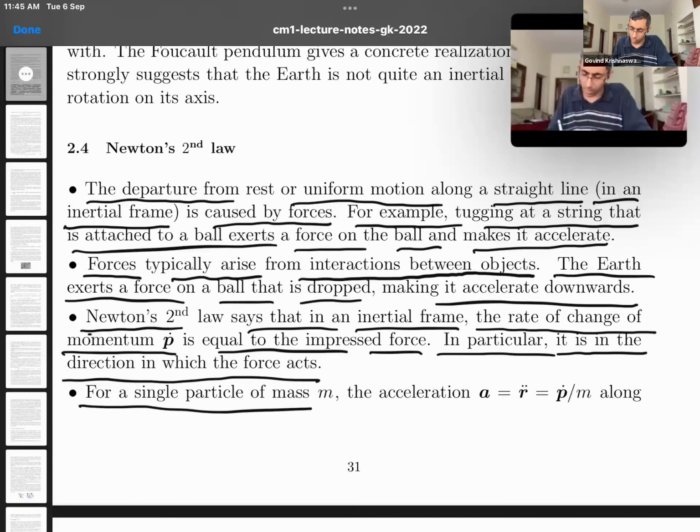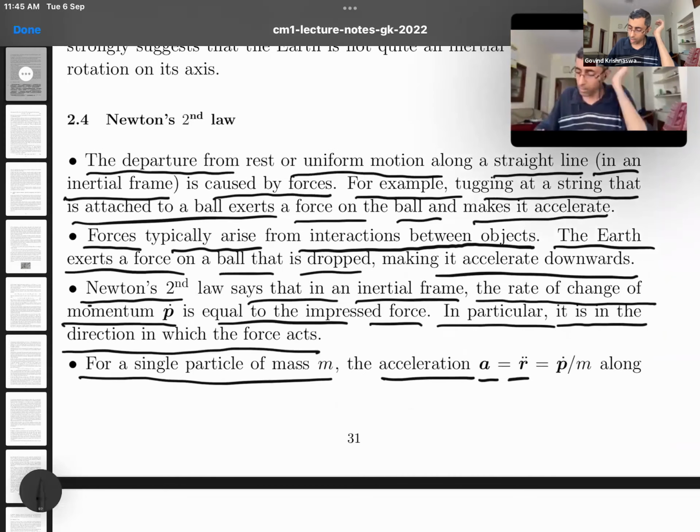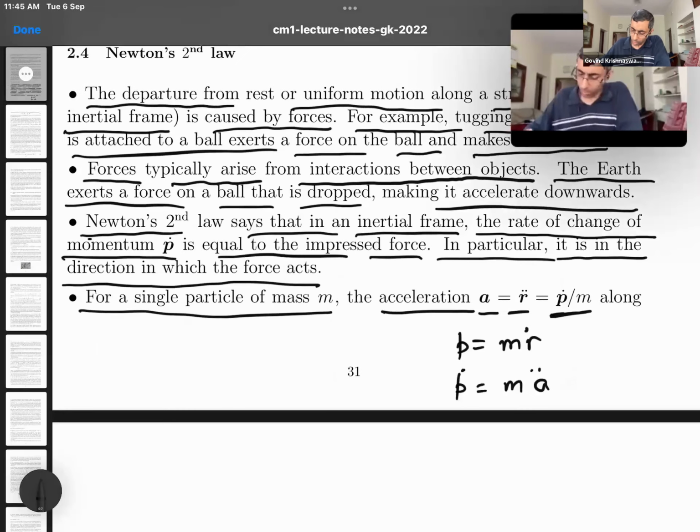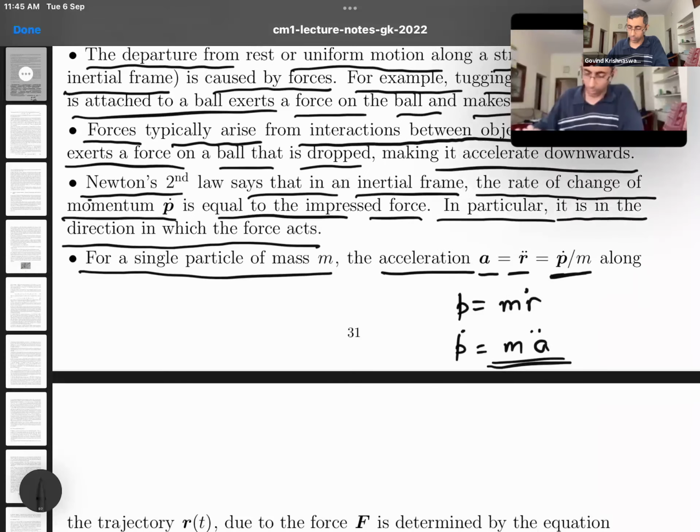For a single particle of mass m, let us take that specific case. The acceleration vector a is given by the second derivative of the position vector, or in other words, equal to p dot upon m. Because p was itself mass times velocity, p dot is mass times acceleration. So when I say the rate of change of momentum, I simply mean m r double dot. They are no different for a particle.